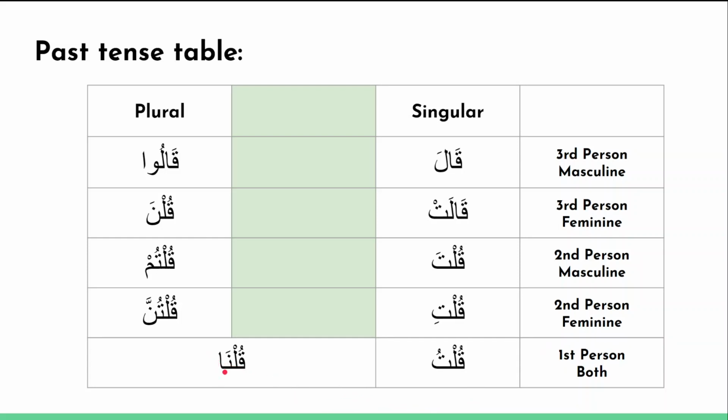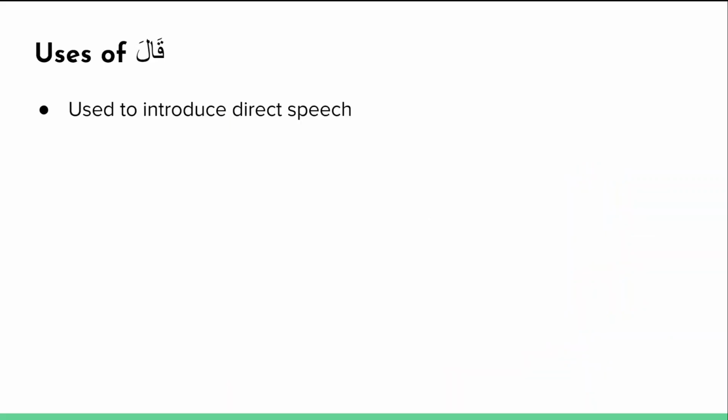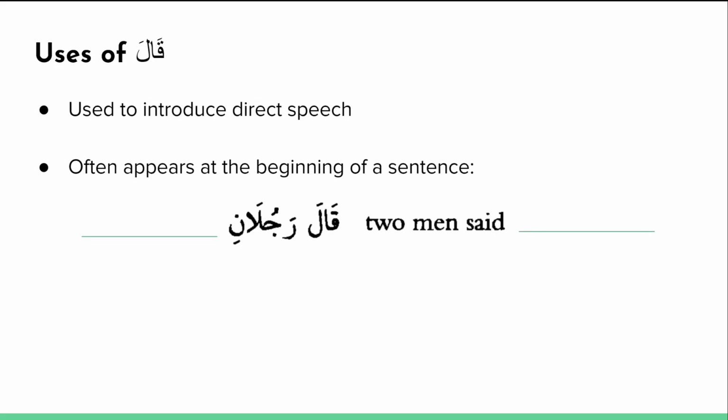Okay? So qala, again, a very, very common verb in the Quran. It's often used to introduce direct speech, or actually always used to introduce direct speech. So if someone said something directly, then we use the word qala before that. And it often appears at the beginning of a sentence, or close to the beginning of a sentence. So here's an example. Qaala rajulani such and such. The two men said such and such. So whatever comes after the subject, that's what that person said.